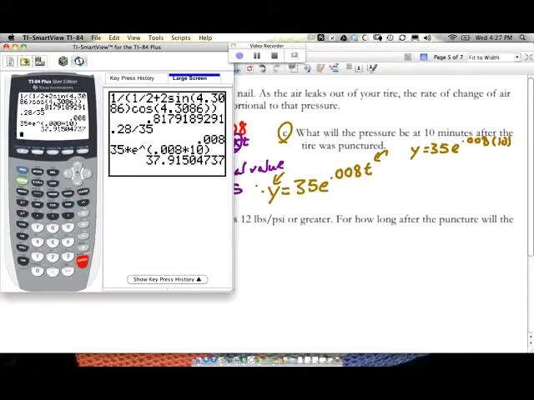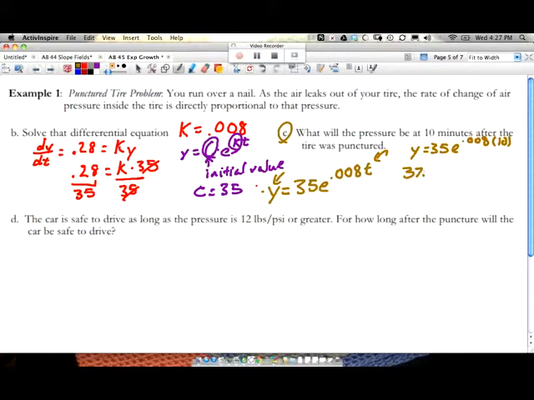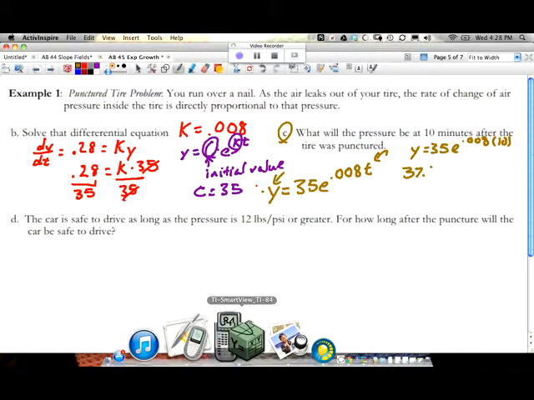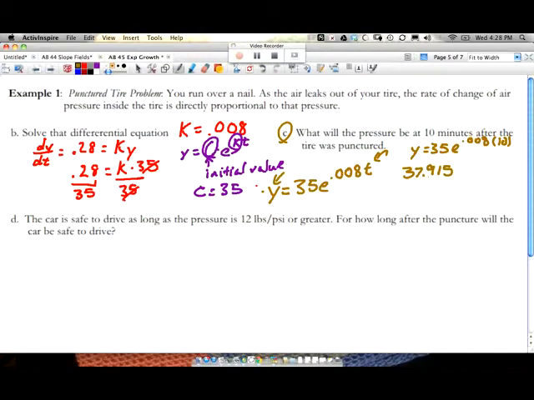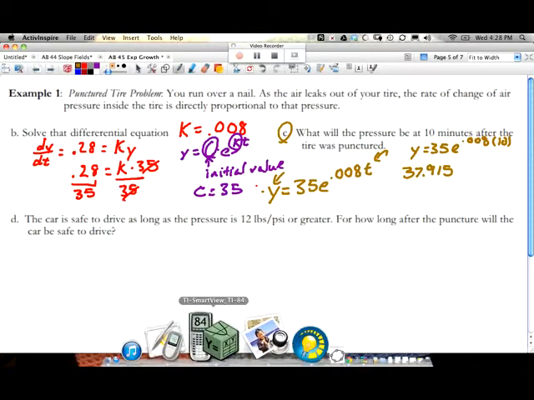37.91504. Something does not seem right. What was it? What did I get? 37.915. Well, let's take a look at what's happening here. Maybe I entered in something a little bit wrong.